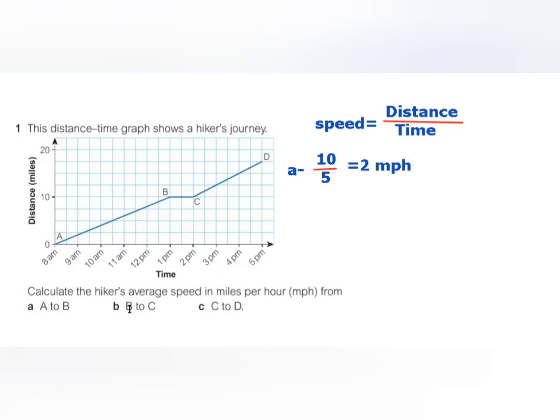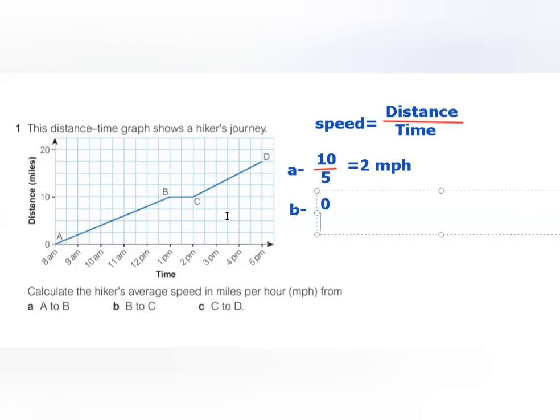Here in question B, we have from point B to point C. As we see from point B to point C, the distance here didn't change. It's on the same line, which is the 10 miles. So because point B and point C are on the same distance, it means the distance is what? Very good. It's going to be 0. So for question B, it's going to be 0 divided by the time.